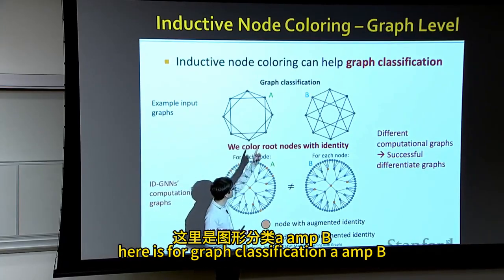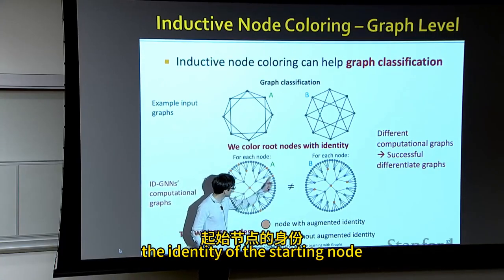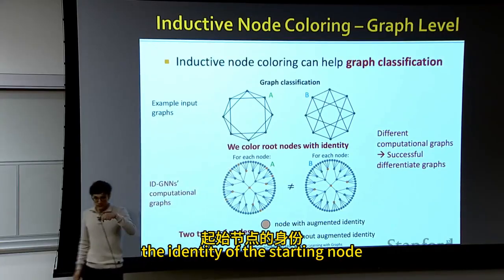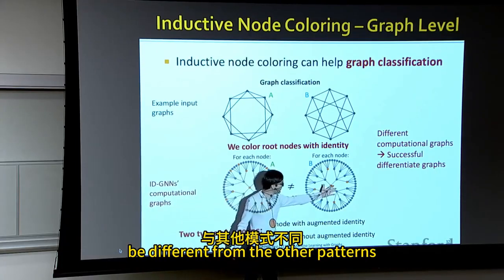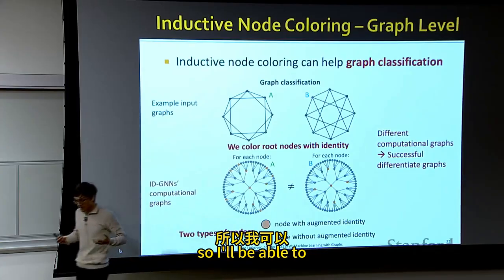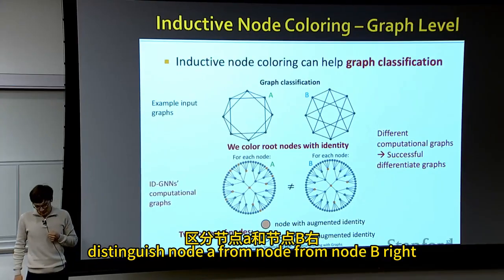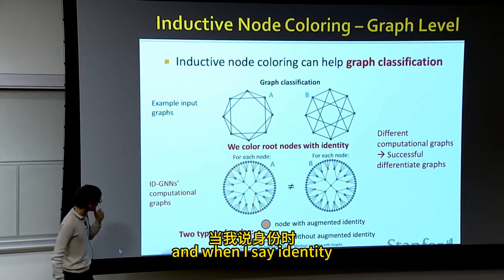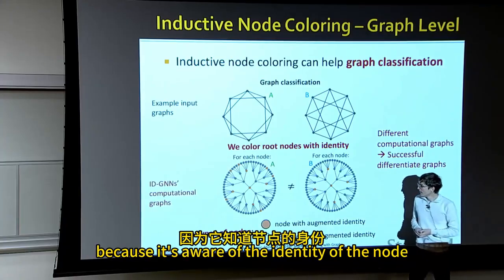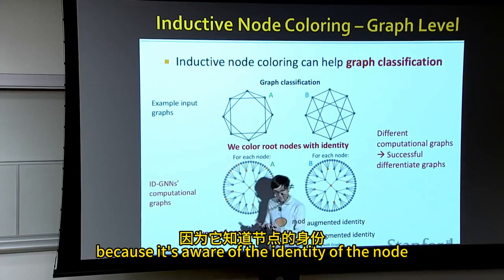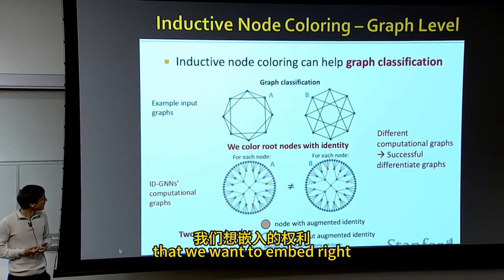Here is for graph classification A and B. Even though computation graphs will have the same structure, the identity of the starting node is going to make this pattern be different from the other pattern. So I'll be able to distinguish node A from node B, right? And why do I call this class of models identity aware? Because it's aware of the identity of the node that we want to embed, right?